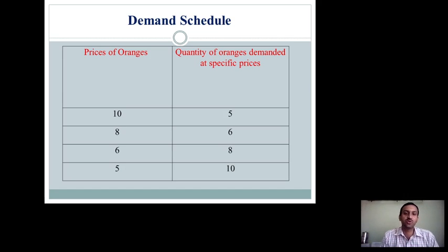In this demand schedule, we can see that as the price of orange increases, the demand, or quantity of orange demanded at a specific price, decreases. In one column we have put the prices of the orange, and in another column we have added the demand for orange. In the first situation, when the price of orange was 10 rupees, the demand for orange was 5 dozen.